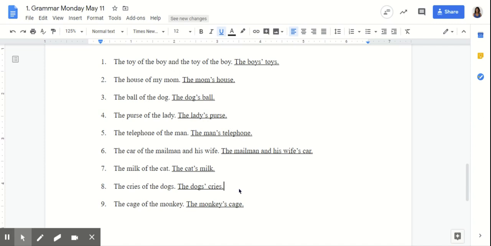And lastly, number nine, the cage of the monkey. So we have one monkey showing ownership for cage. So we are going to do the monkey's with an apostrophe S and cage.